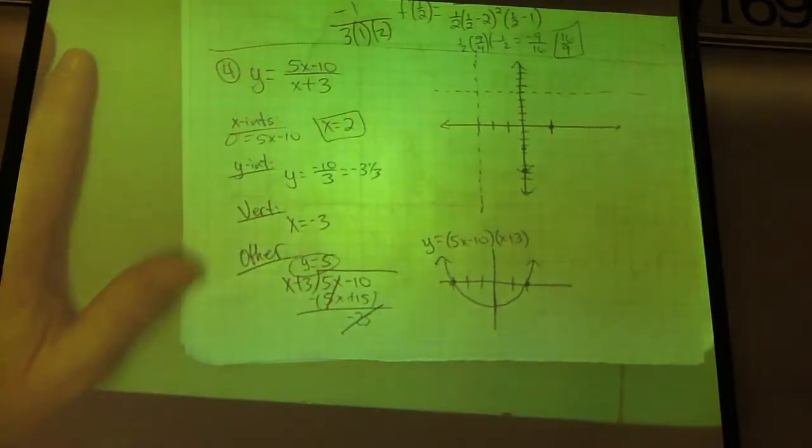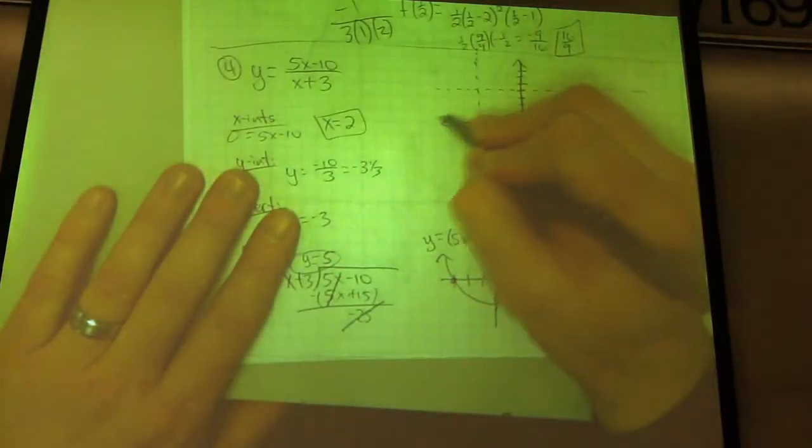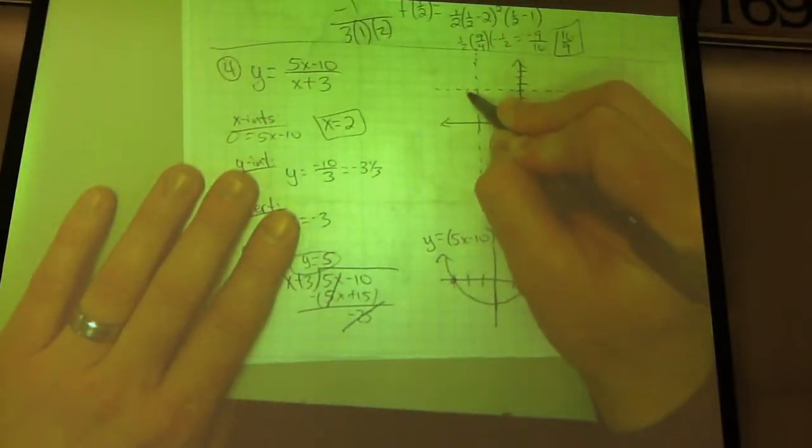Do you know how to check if it crosses the horizontal asymptote? Slap a negative 4 in there. Because what if it's like this and it crosses that sucker? The line tells you the line. It has to do with the end.